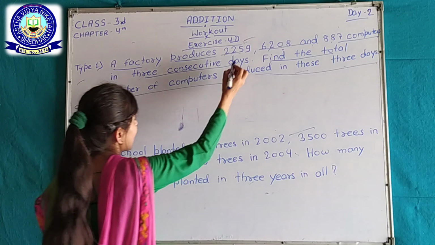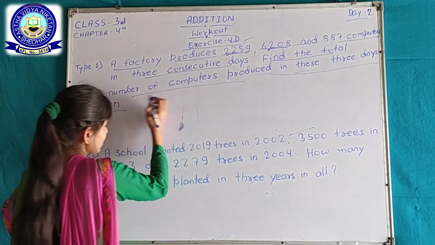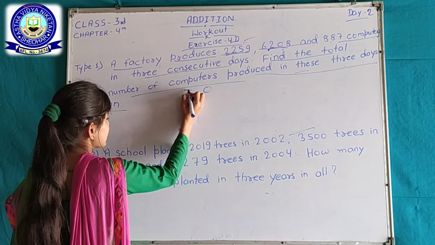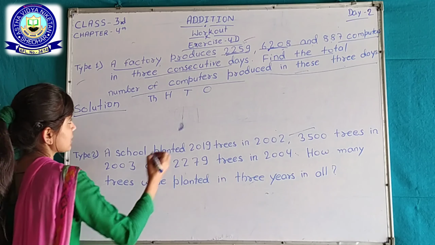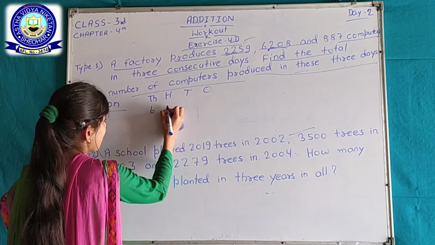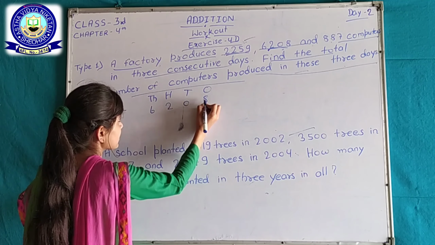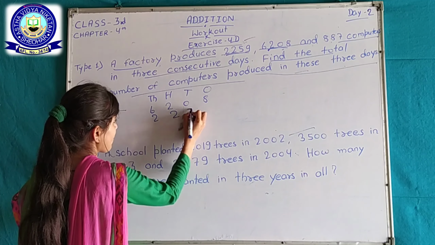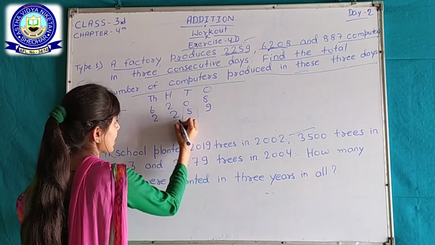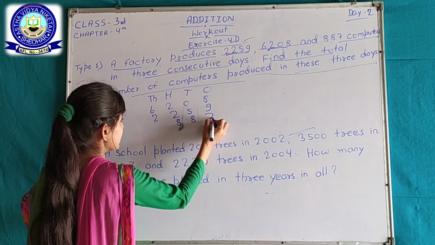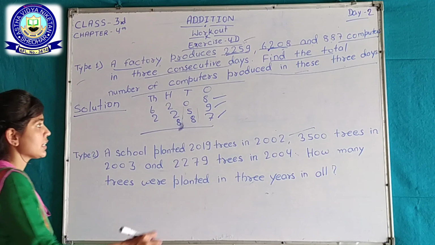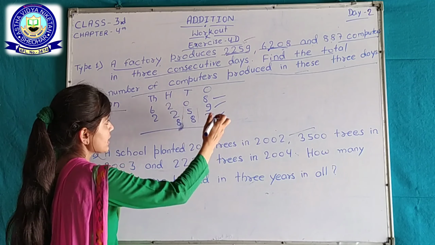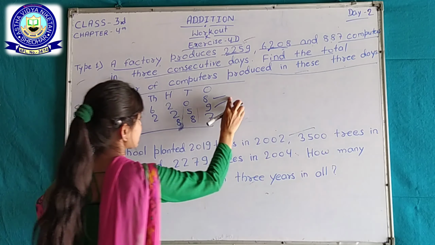First of all, we have to write these numbers in a series to add them: ones, tens, hundreds, and then thousands. 6,208, 2,259, and 887. These are the numbers of computers produced in 3 days. We have to add them to find the total number of computers.